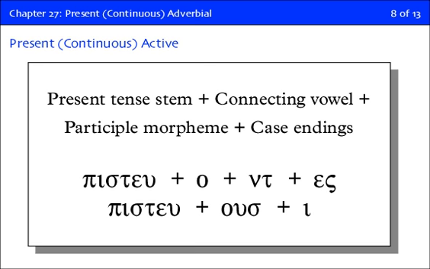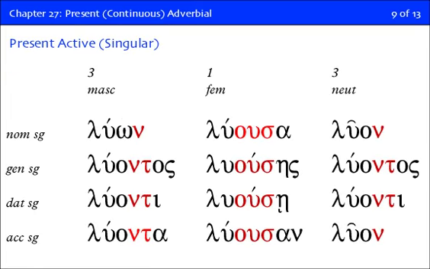So what does it actually look like? You ready to see what participles really look like? There is the singular form of the present active participle. Skip down to the genitive at first. Luontos, luonti, luonta. Just like pos, right? Flip over to the neuter. Luon, luontos, luonti, luon. Just like pos, right?